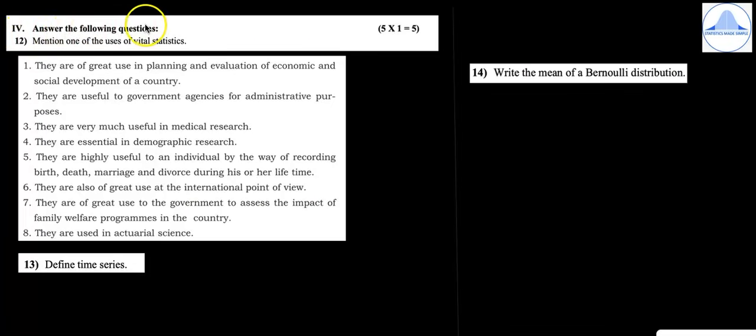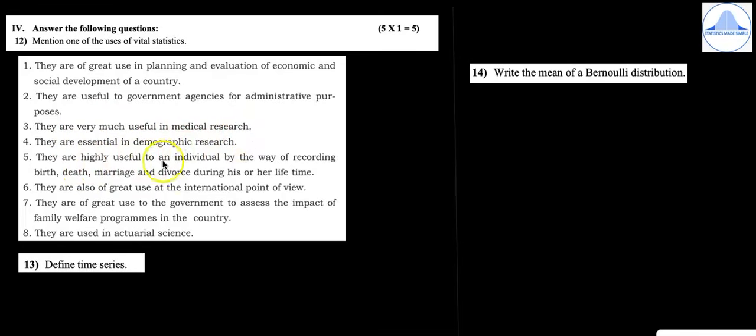Fourth main, answer the following questions. 5 into 1 is equal to 5. 12th question, mention one of the uses of vital statistics. There are about 8 uses. You can write any one of them. They are of great use in planning and evaluation of economic and social development of a country. They are useful to government agencies for administrative purposes. They are very much useful in medical research. They are essential in demographic research.